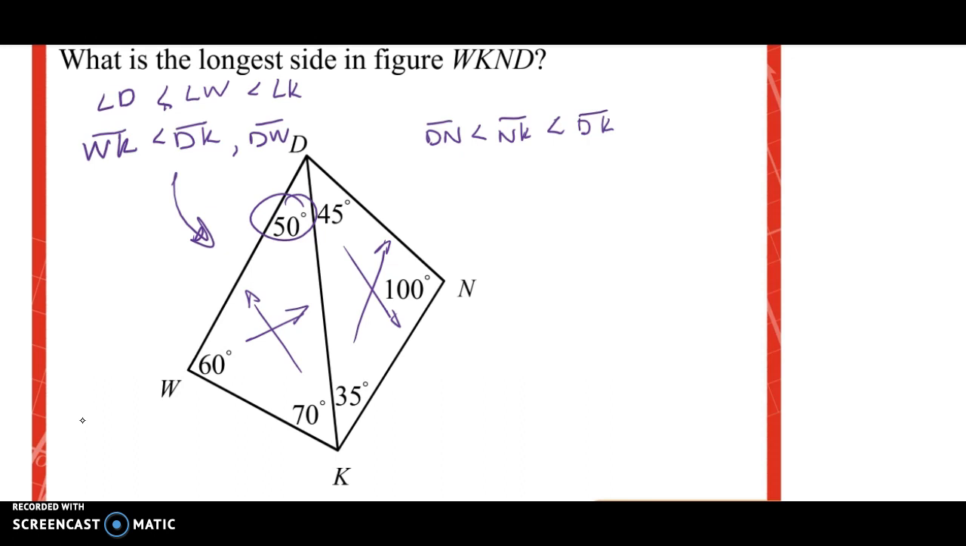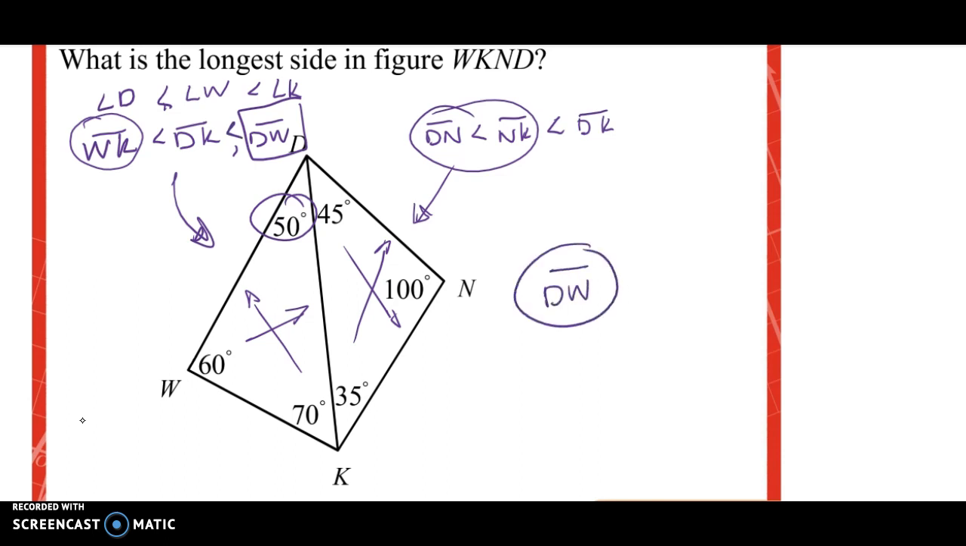So we want the longest in the figure. If you notice, everything on the right side is smaller than DK. Also WK is smaller than DK. The only one that's not smaller than DK is this DW that's right here. It's the biggest one. So DW is the largest.